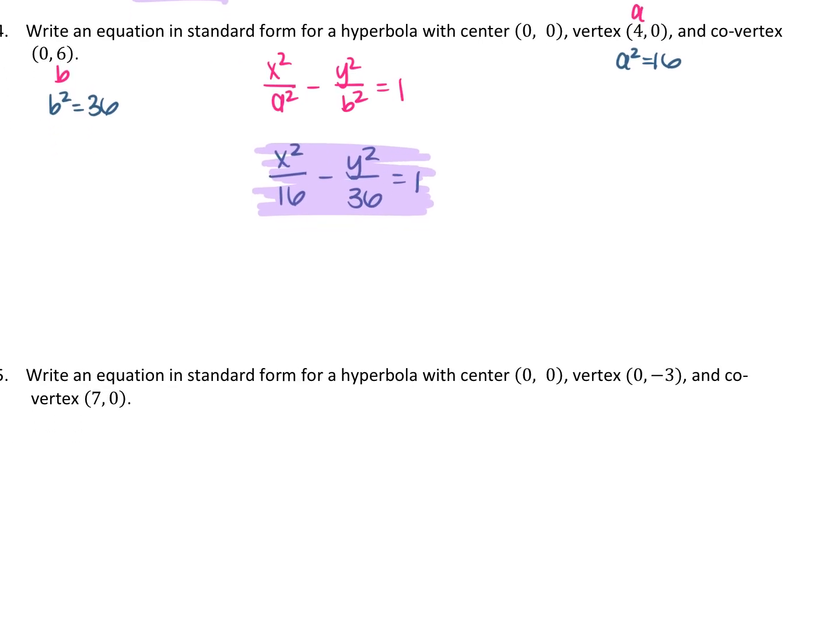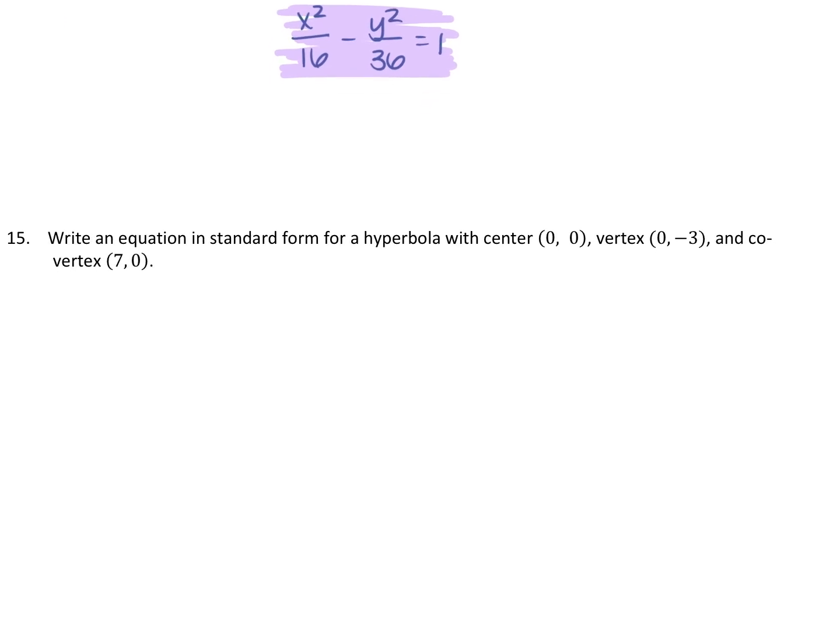Number 15 tells you to write the equation in standard form for the hyperbola with a center of 0, 0, vertex of 0, negative 3, and co-vertex of 7. Your negative 3 is A, your 7 is b. Because a is in the y place value, we're going to use y squared over a squared minus x squared over b squared is equal to 1. Your a squared is 9. Your b squared is 49. So we're going to plug those two values into this formula, and that'll give us y squared over 9 minus x squared over 49 is equal to 1.